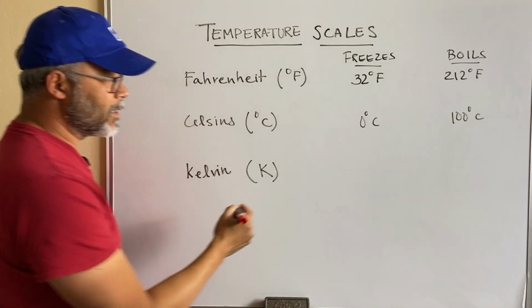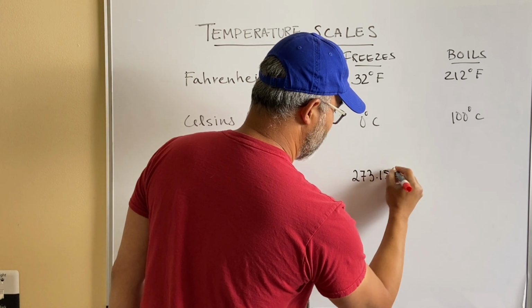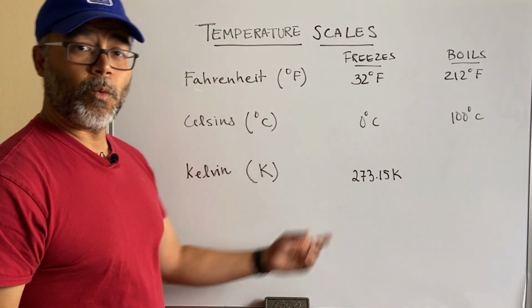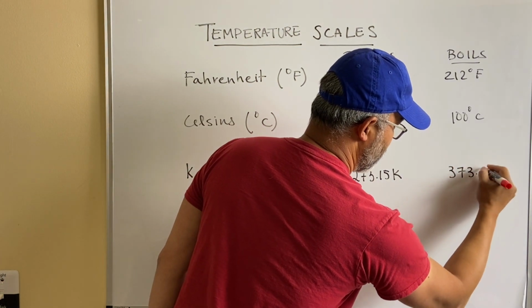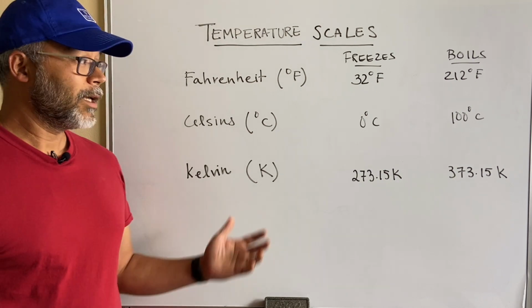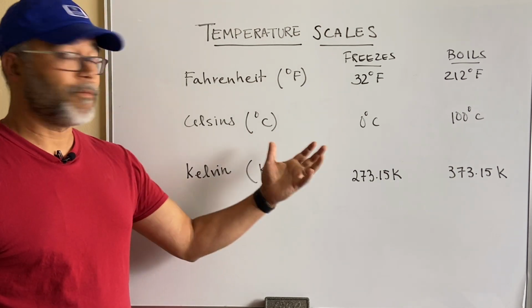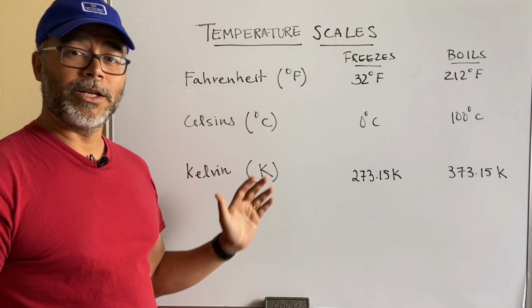And then on the Kelvin scale, it is 273.15 Kelvin. That's when water freezes and it boils at 373.15 Kelvin, okay? So now that we understood these temperature scales, let's take a look at how to convert from one to another, okay?